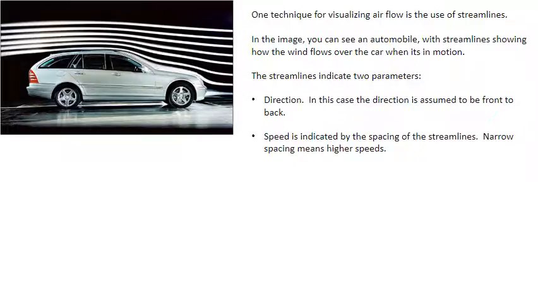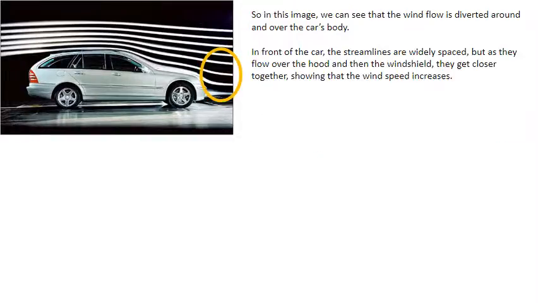First, let's look at how wind is affected by flowing around a building. One technique for visualizing airflow is the use of streamlines. In this image, you can see an automobile with streamlines showing how the wind flows over the car when it's in motion. The streamlines indicate two parameters. The direction, in this case assumed to be front to back, and speed is indicated by the spacing of the streamlines. Narrow spacing means higher speeds.